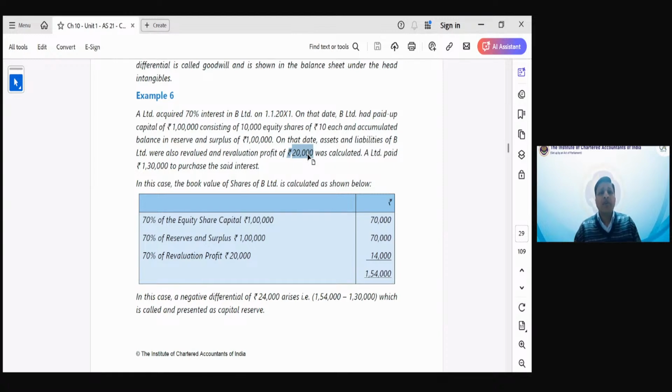Now for this 2,20,000, that is the total value of the net assets. What is the percentage of A Limited? 70%. A Limited is not acquiring 100%, 70%. So that's why 2,20,000 into 70%, if you do, you will get 1,54,000. Okay. Ankit, clear on this now? All right.